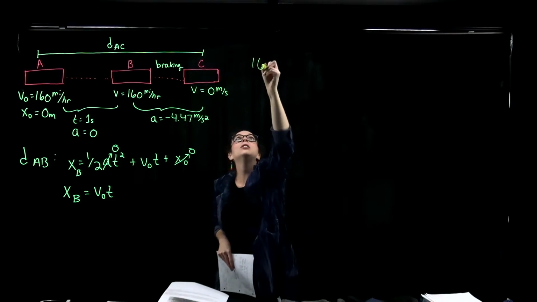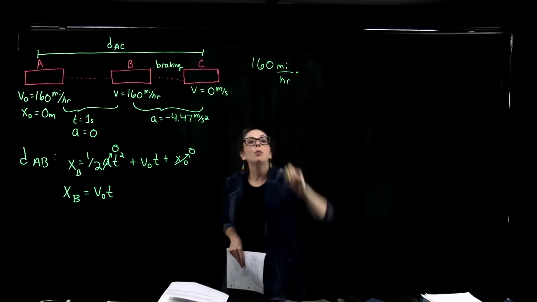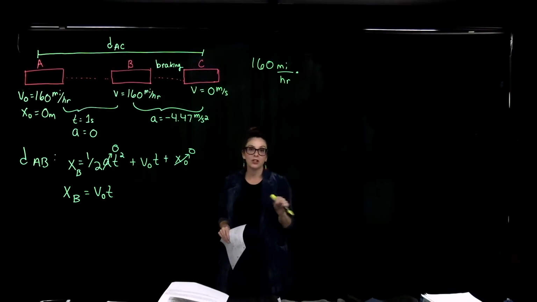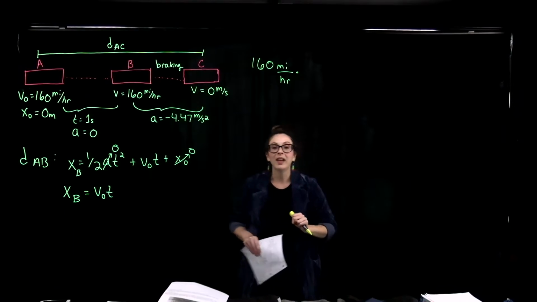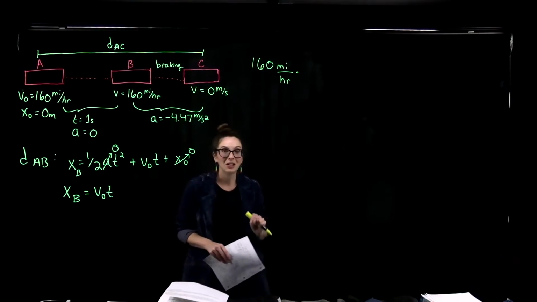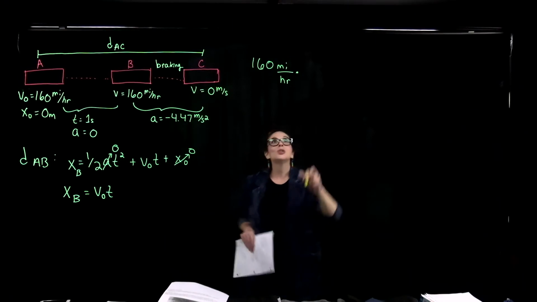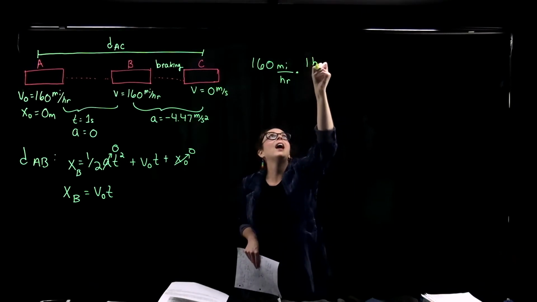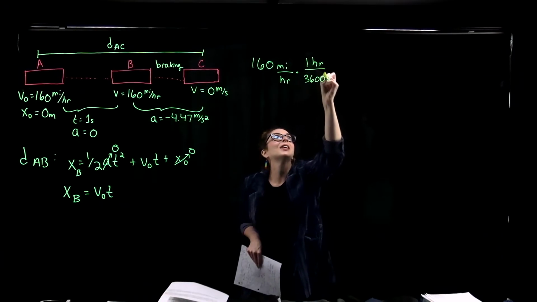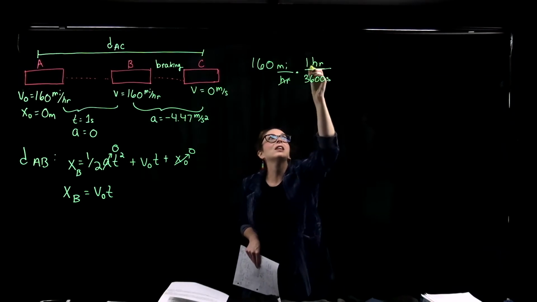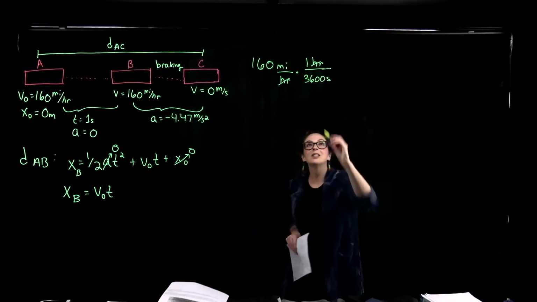If we've got 160 miles per hour, we're going to multiply this by two conversion factors. One gets us from hours to seconds, and another gets us from miles to meters. So let's start with our time conversion factor first. I know that in 1 hour, there's 3,600 seconds. That gets rid of my hour unit and leaves me with my seconds unit.